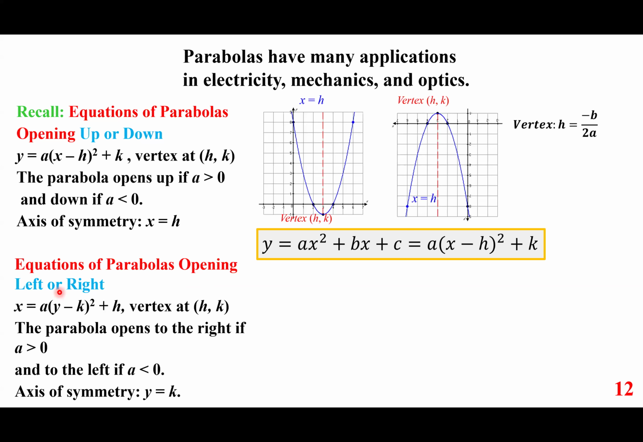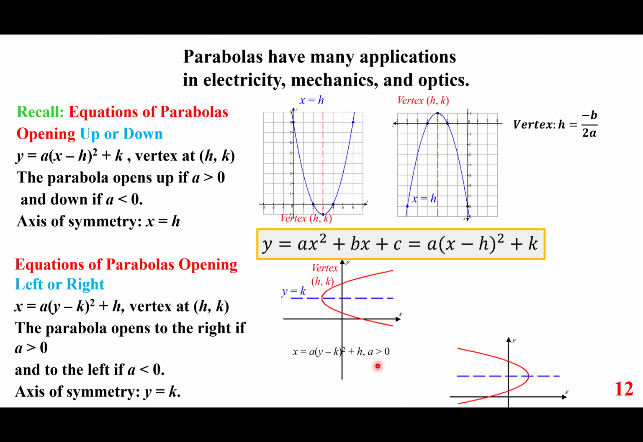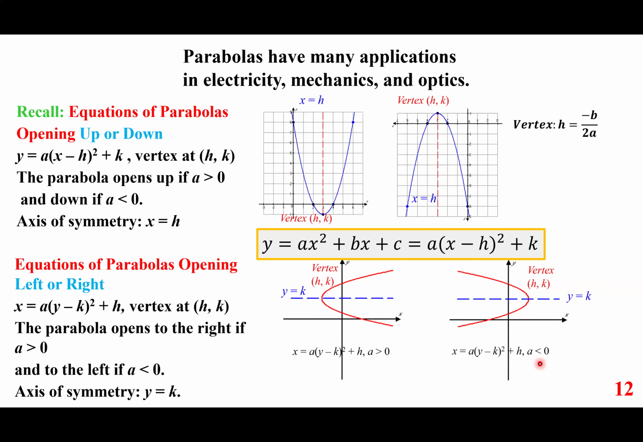Equation of a parabola opening sideways, left or right. x equals a times (y minus k) quantity squared plus h, the vertex still at (h, k). The parabola opens to the right if a is positive and to the left if a is negative. Axis of symmetry this time is y equals k. So x equals h when it opens up or down. y equals k when it opens sideways to the right or left. In this case, to the right, a is positive. In this case, to the left, a is negative.